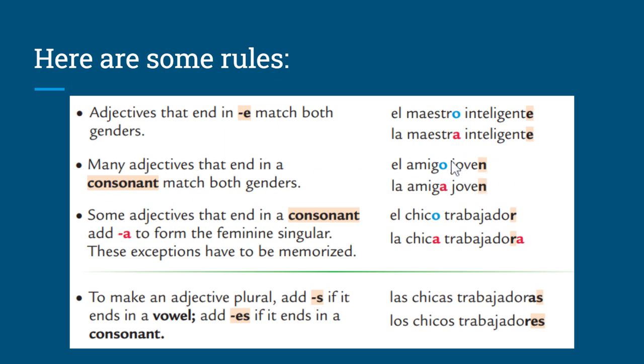So the word for young, joven, that ends in the letter N. N is not a vowel, it's a consonant. So it automatically also matches both genders. So the young boy, the young friend, whether it's a boy or a girl, it stays the word joven. And then there's some other rules about, I always joke, the hardest word is the word hardworking, trabajador. If it's a single man that is hardworking or boy, trabajador. The female version is trabajadora.